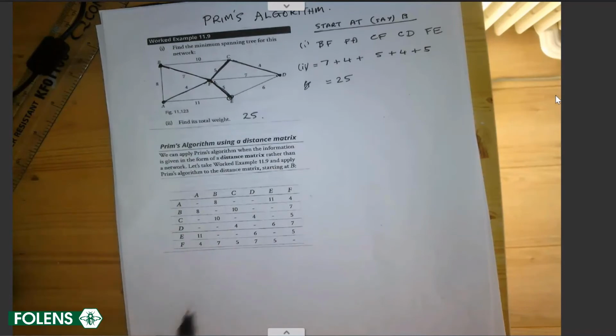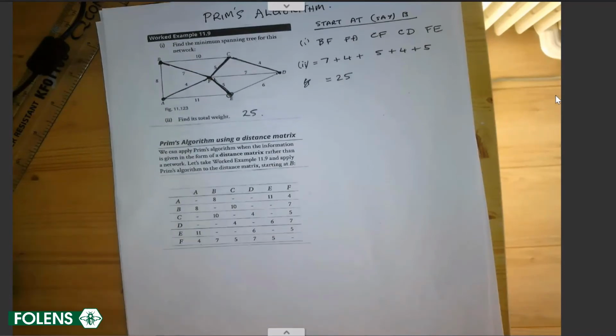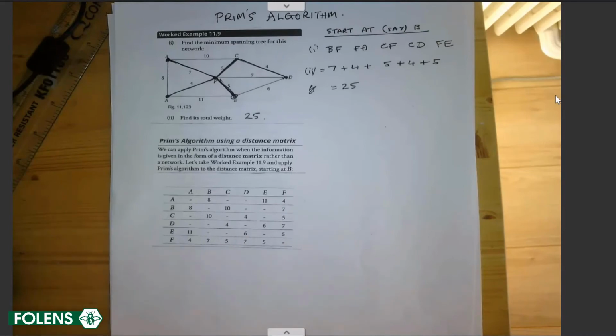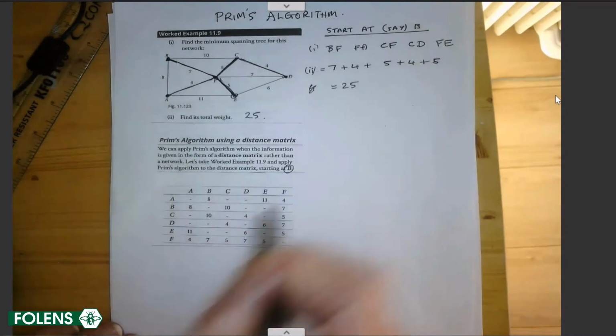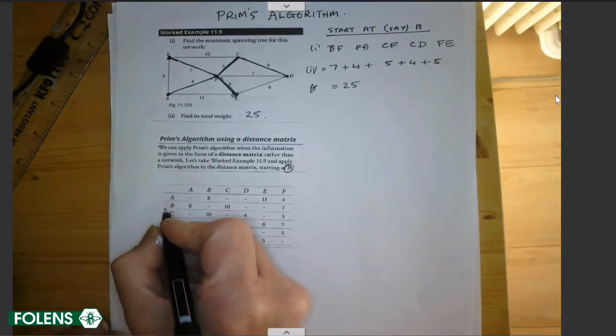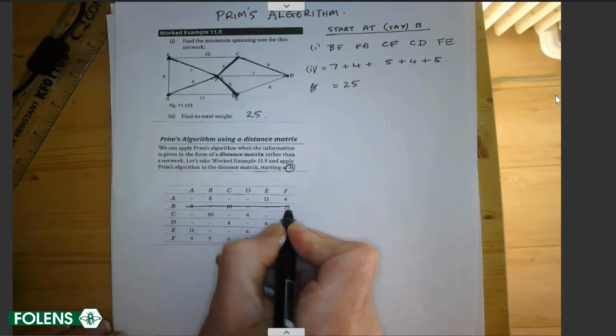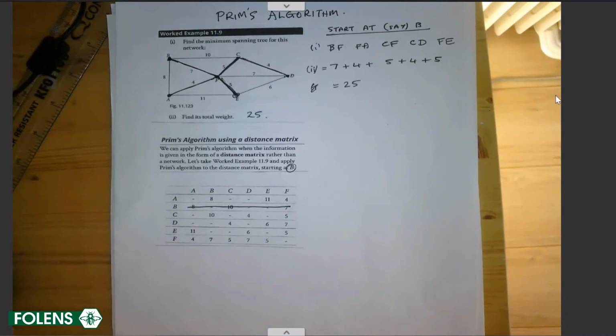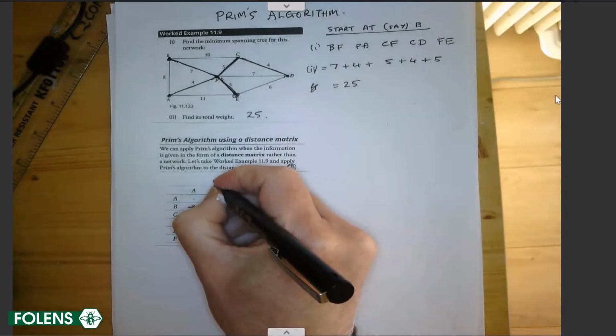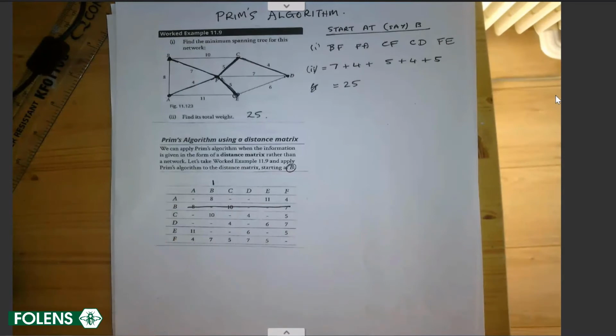It is possible, if you are simply given that matrix, to perform Prim's algorithm without using a drawing. And here it goes. It's a bit contrived, but here I go. I'm going to start at B. It says in the question start at B, so I'm just going to start at B. So what you do is you cross off B because you're starting at B. B is already regarded as on. And you write that the first one, you put a 1 over the B.